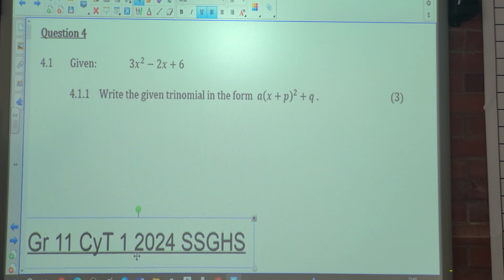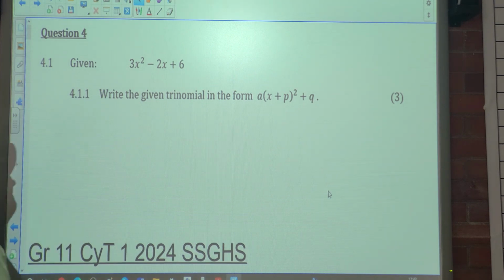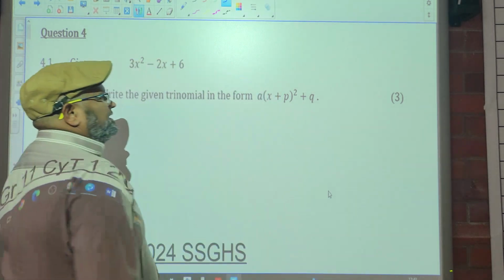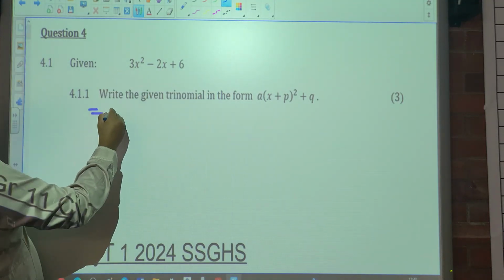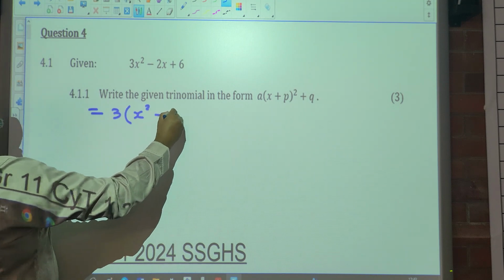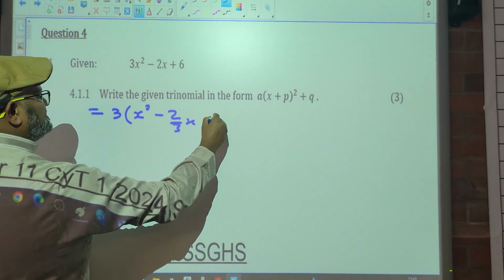My favorite, completing the square. Write the given trinomial in the form of a into x plus p squared plus q. So what do we do first? Take out 3 as a common factor. Left with x squared minus 2 over 3x plus 2.